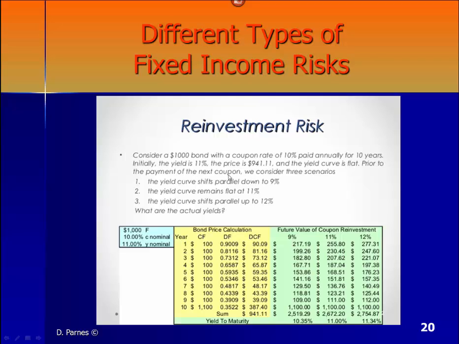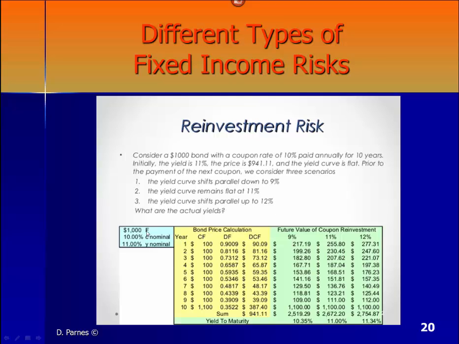Prior to the payment of the next coupon, immediately just before the first coupon is being paid, we consider what happens in three different scenarios. If the yield curve will shift parallel down to 9%, from 11% to 9%, that's a shift down by 2%. If the yield curve remains the same, flat at 11%, and also what happens if the interest rate goes up by 1%, okay? Will shift parallel up to 12% from 11%, that's an increment of 1%.